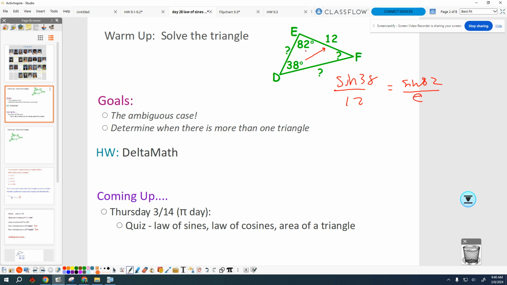Okay, so then the only angle that's left in there that we were told. All right, Will, do you remember the shortcut? Yeah, you flip them. So then you do 12 times sine 82 divided by sine 38, and then when you do that, I got 19.3. Yeah. Did you get that?